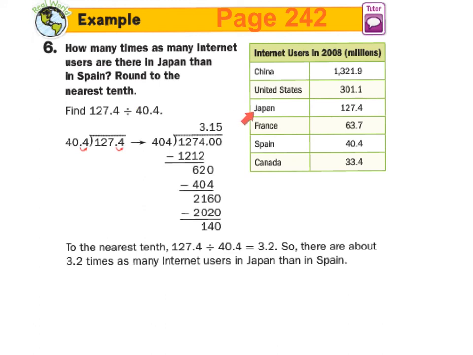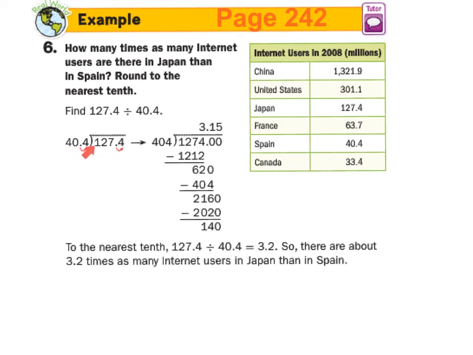So we have Japan 127.4 and Spain 40.4. So we're going to take Japan's number and divide by Spain's number. So we're finding out how many times would we multiply Spain to get Japan. So we do Japan divide by Spain. So over here they wrote that problem out, 127.4 divided by 40.4.